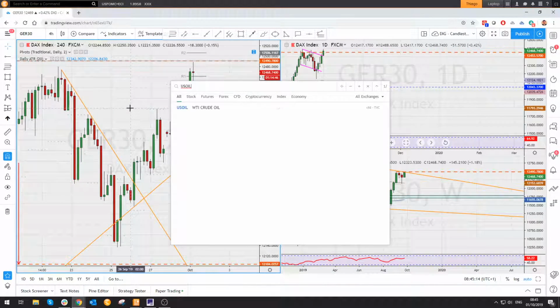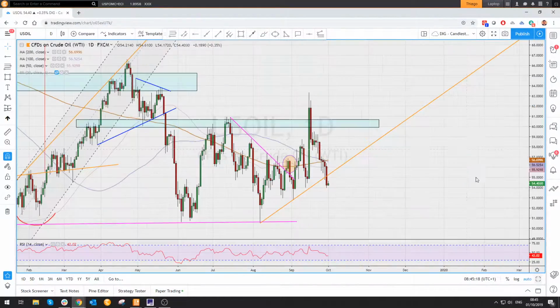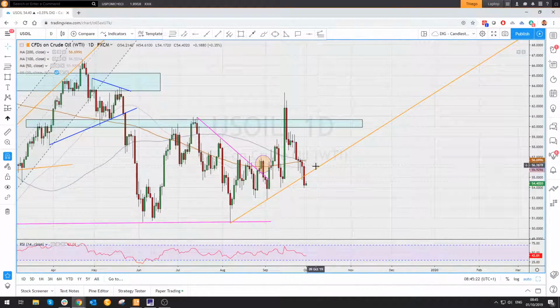Anything else? Let's have a quick look at oil, because this has been one of the big markets to watch. And oil did something very interesting here today, yesterday actually. We did close below this trend line, and I'm not sure how big this trend line is.